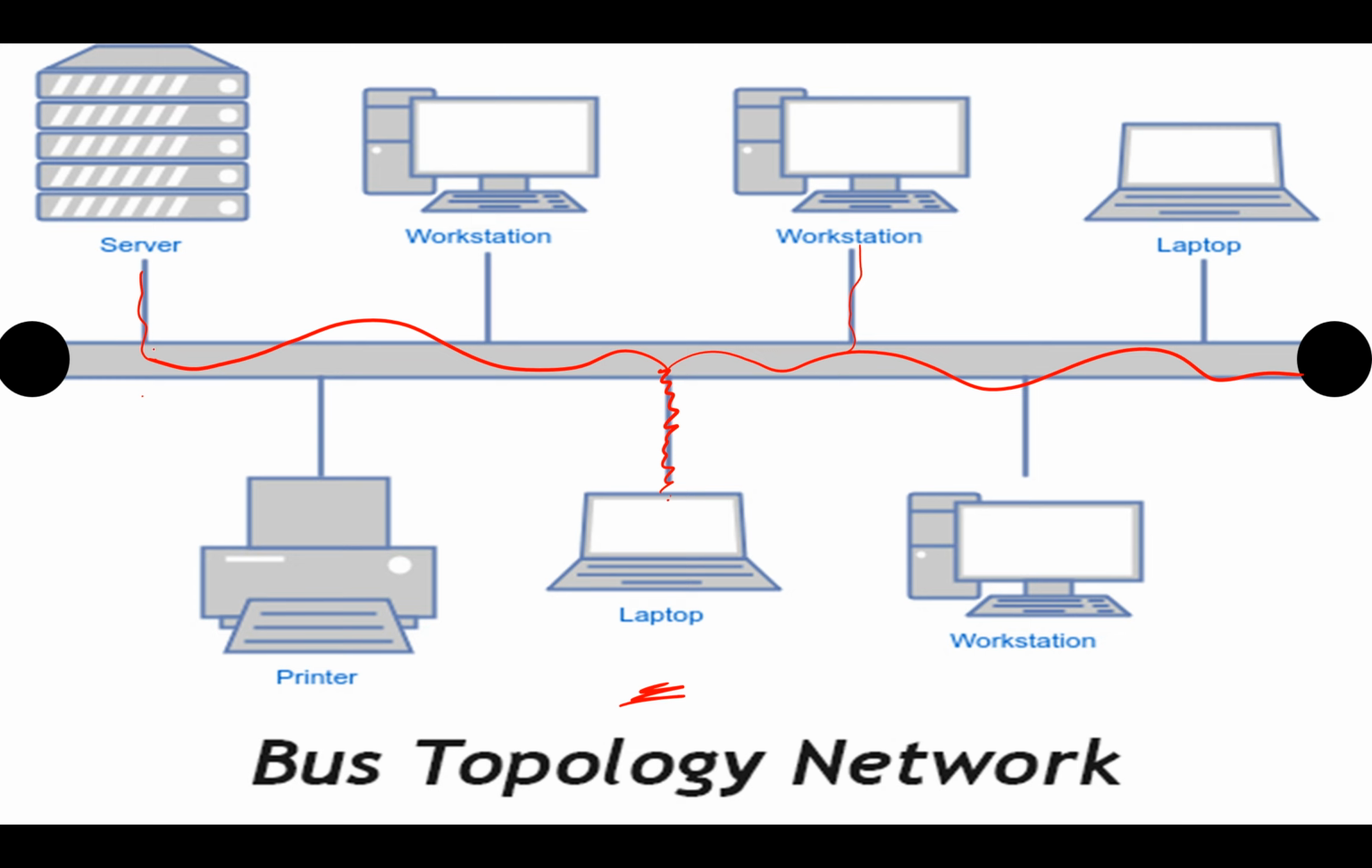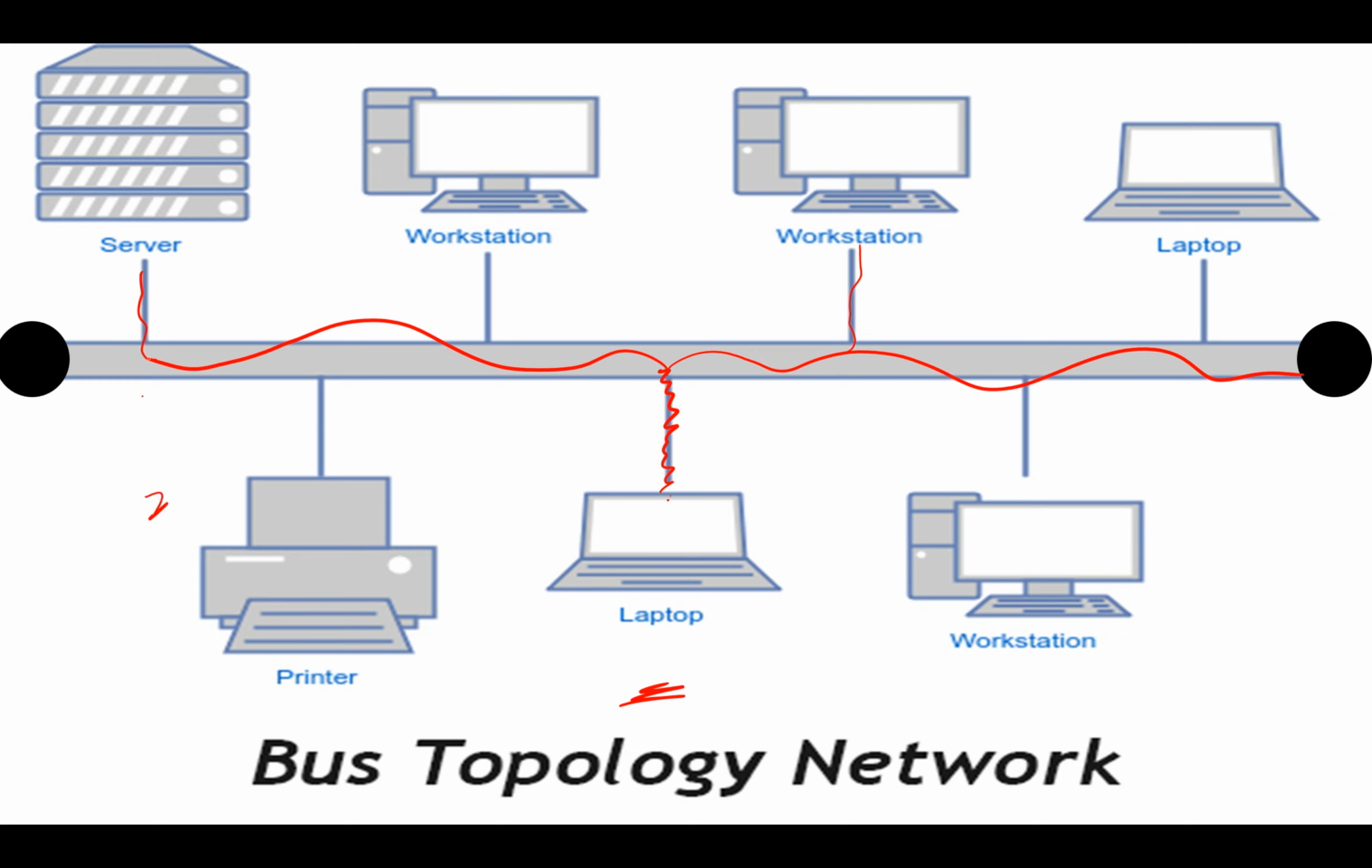So the server will actually get this signal. The server will get this data, but so will every other device on the network as well. If we think about these black things at the end, these are the terminators.